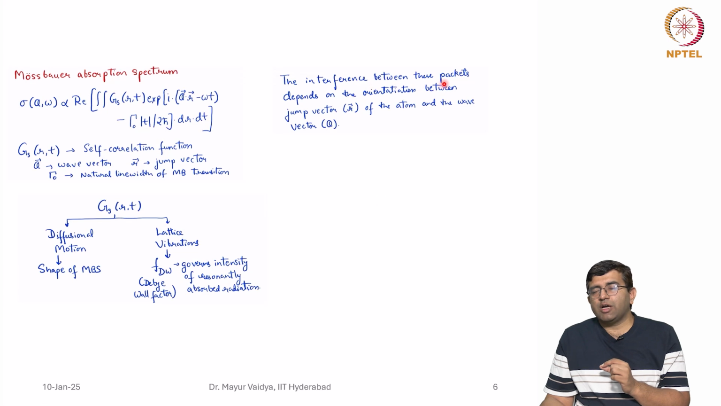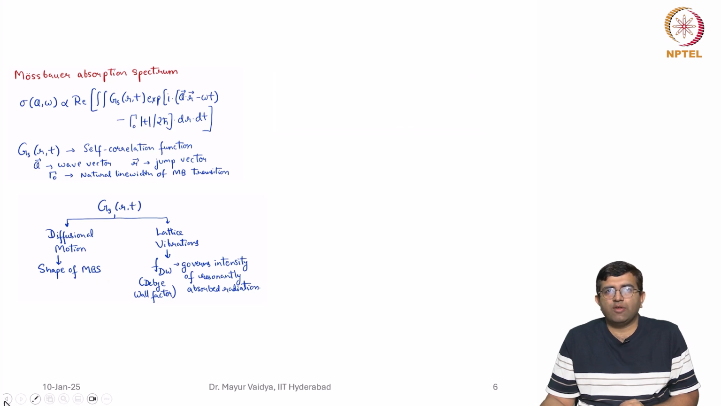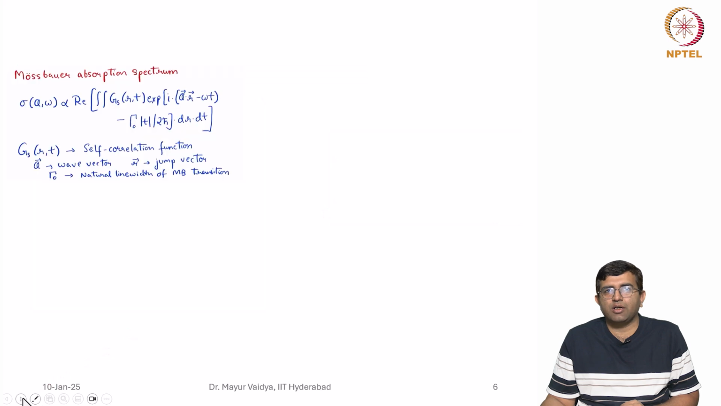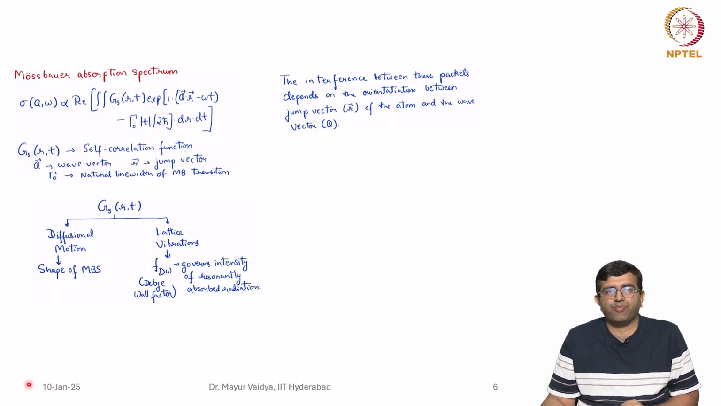The interference between these packets depends upon the orientation between the jump vector r of the atom and the wave vector q. If we go back to this figure, you can see that there are two quantities: what is the vector of this wave, so at what angle the waves are coming out, and what is the jump direction, so what is the jump vector. The orientation of these two will decide the interference between these wave packets.